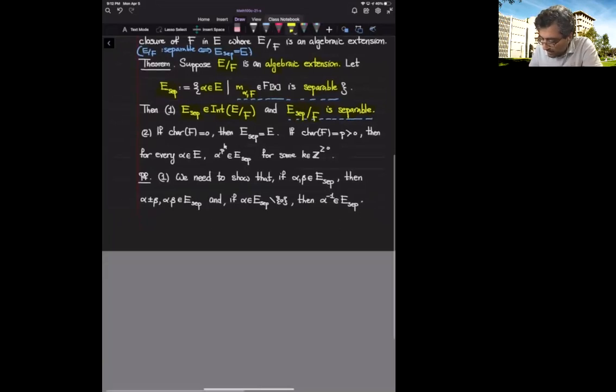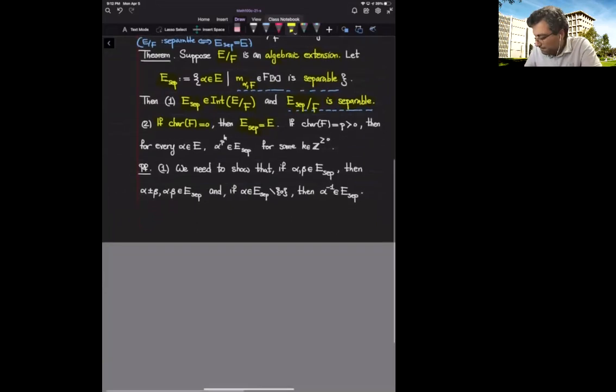Next, we argue that when the characteristic of F is 0, then every algebraic extension is separable, which we have already seen, and therefore for separable extensions, as we just mentioned, E sub sep is the entire E. So this part of part 2 is actually rather easy. This part is more important. If the characteristic is positive, then for every alpha, I can raise alpha to a power of p and end up being inside E sub sep.